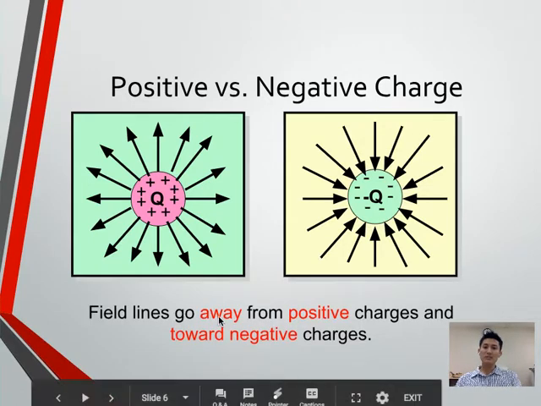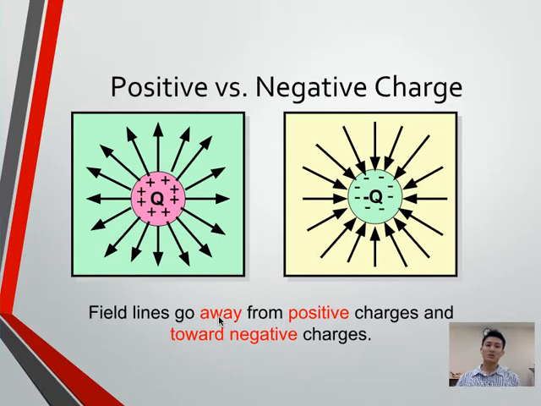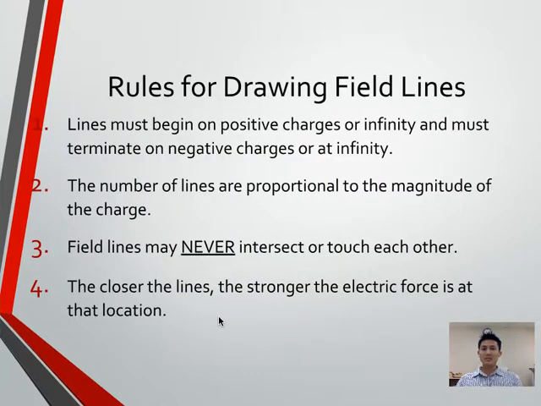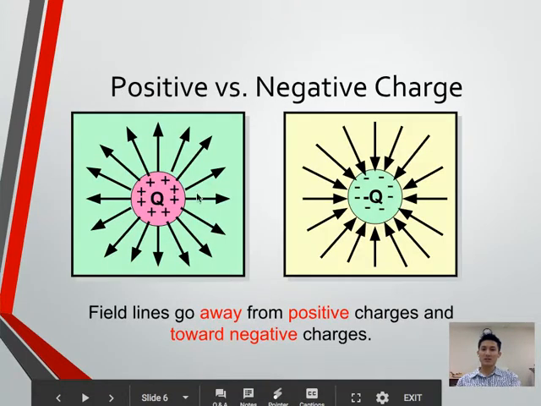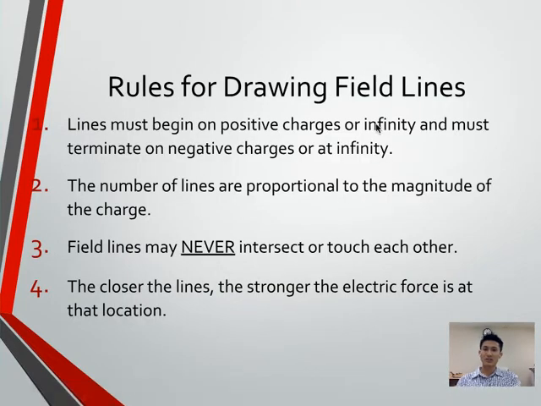Okay, so field lines go away from positive charges and they go towards negative charges. And it's all because we usually use a positive test charge to test electric field. So here's the rules for drawing field lines. The lines always have to begin at the positive charge. They always begin at the positive charge and they always end at the negative charge, or what we call infinity. So they always begin positive or infinity and end negative or infinity.